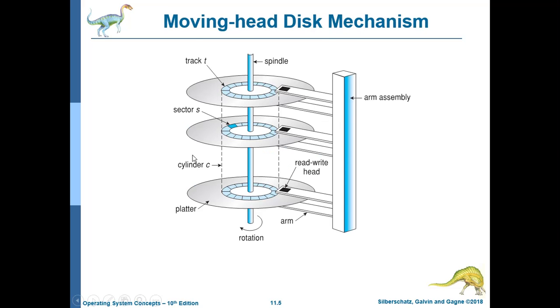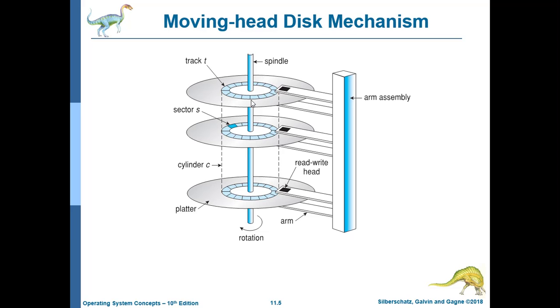This is an illustration of the moving head disk mechanism. Conceptually, HDDs are relatively simple. Each disk platter has a flat circular shape like a CD. Common platter diameters range from 1.8 to 3.5 inches. The two surfaces of a platter are covered with a magnetic material, and we store information by recording it magnetically. As I've said, there is no physical contact between the arm and the surface of the hard drive.